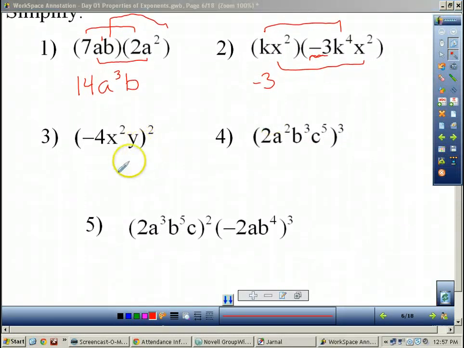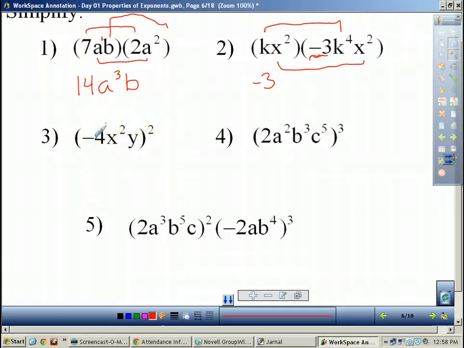All right. Number 3. Longhand, this means -4x squared times y times -4x squared y. That's what it means longhand. We're going to try to avoid writing it all out and doing it the long way. Instead, we're going to say that this is -4 to the 1. This is y to the 1. So we multiply. We've got an exponent on the inside and outside. That's when you multiply it. It's kind of like the distributive property.